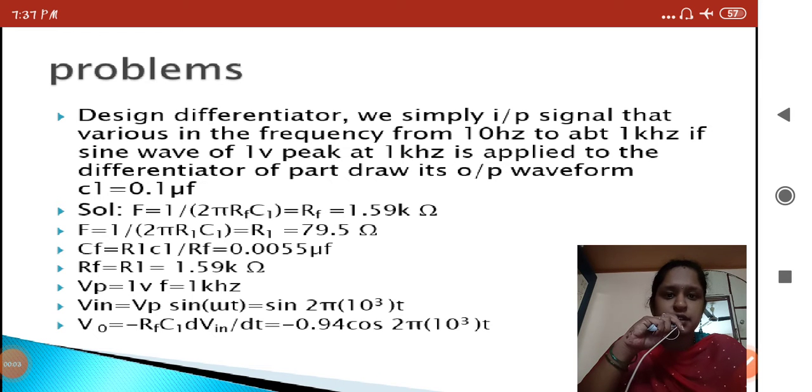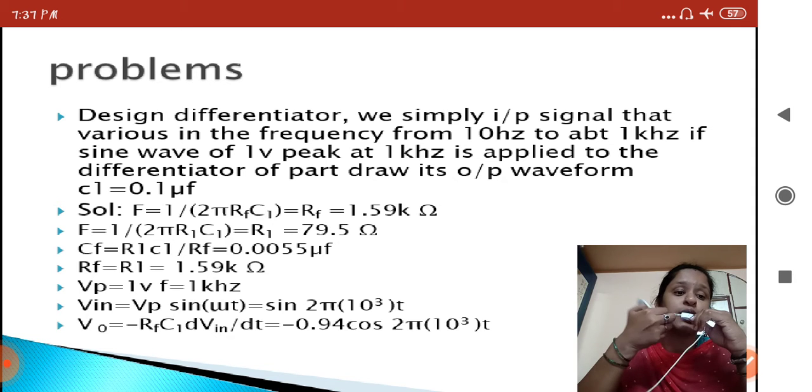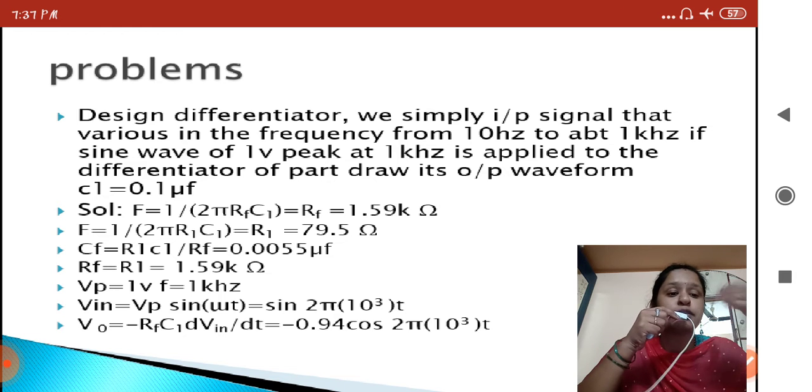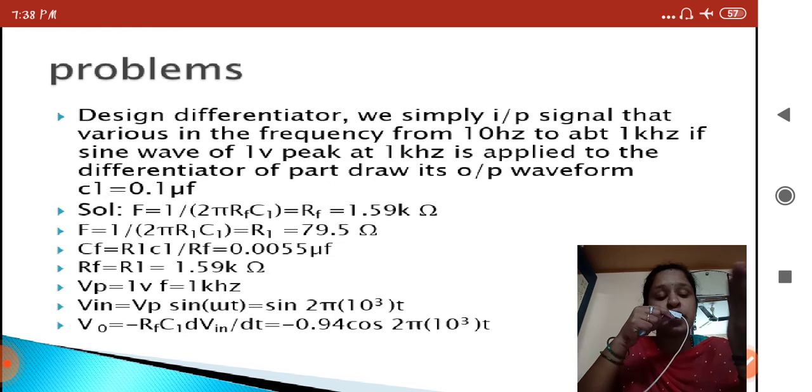Hello students. In the last session we discussed the integrator and the differentiator. Those two are very important applications of operational amplifiers, both practically and in theory. I'm going to give one example on the differentiator. You have to try it for the integrator at home.